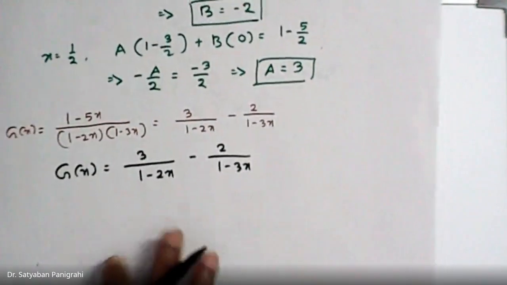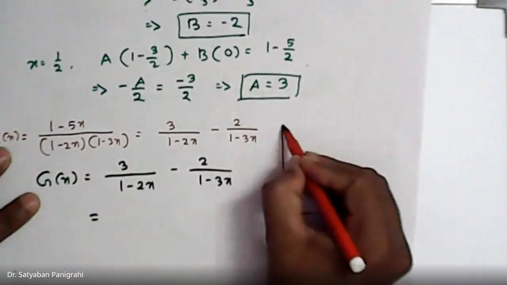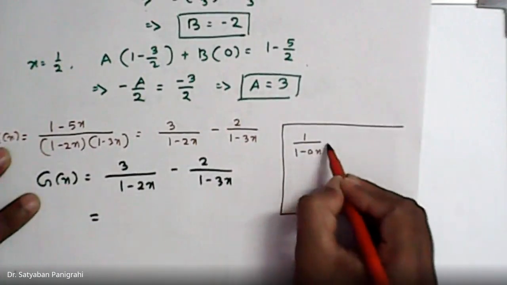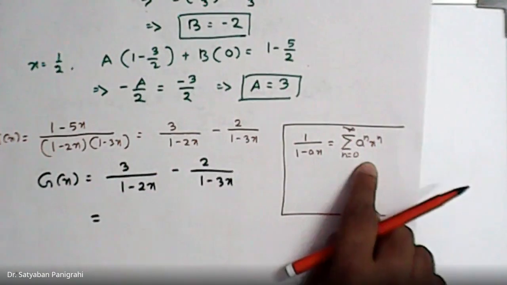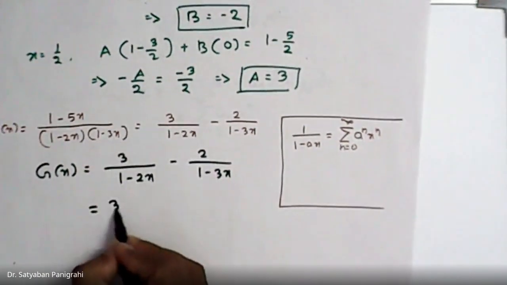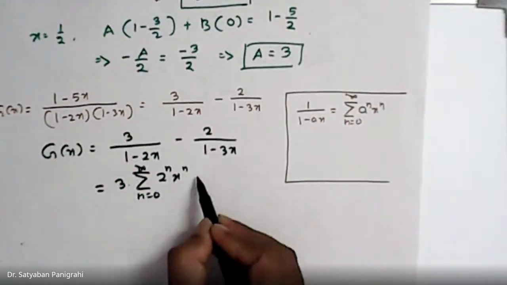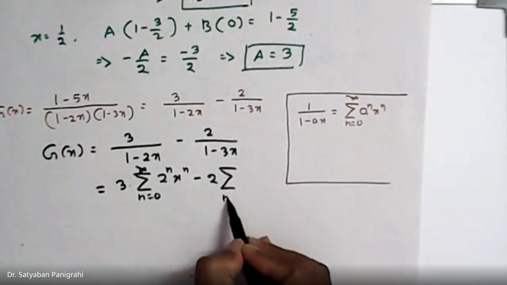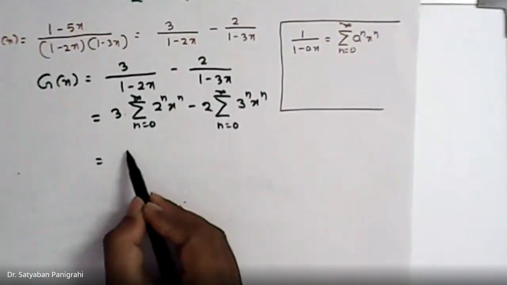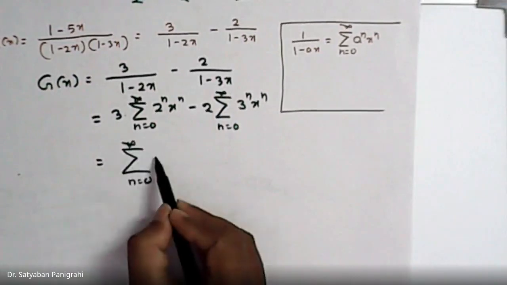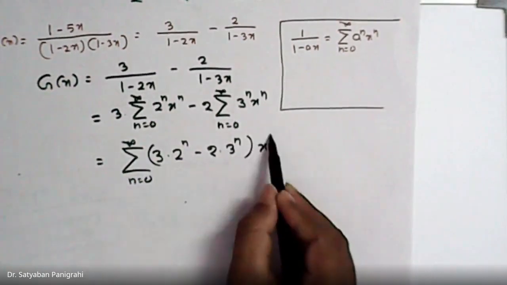Now I apply the power series method, or as I know from my previous class, that the geometric series 1 divided by 1 minus ax is summation n equal to 0 to infinity a to the power n x to the power n. So this can be written as 3 into summation n equal to 0 to infinity 2 to the power n x to the power n. Similarly here, minus 2 into summation n equal to 0 to infinity 3 to the power n x to the power n. Now taking all these as a whole, I can have summation n equal to 0 to infinity of 3 into 2 to the power n minus 2 into 3 to the power n, with x to the power n.